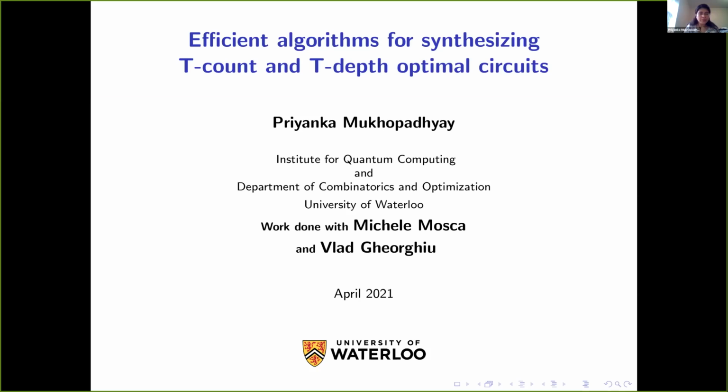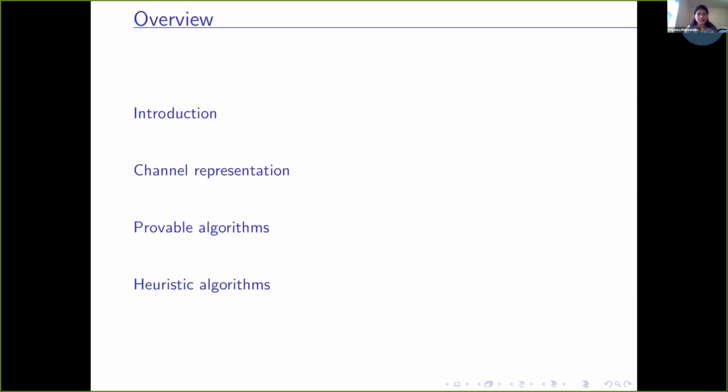So today I'll be talking about efficient algorithms for synthesizing T-count and T-depth optimal circuits. This talk is based on two of my papers, which have been co-authored with Michele Mosca and Vlad Gheorghiu. So this is the rough overview of my talk today. First, I'll introduce the problems, give some essential preliminaries, and then I'll describe channel representation of unitaries. After that, I'll describe two provable algorithms and two heuristic algorithms.